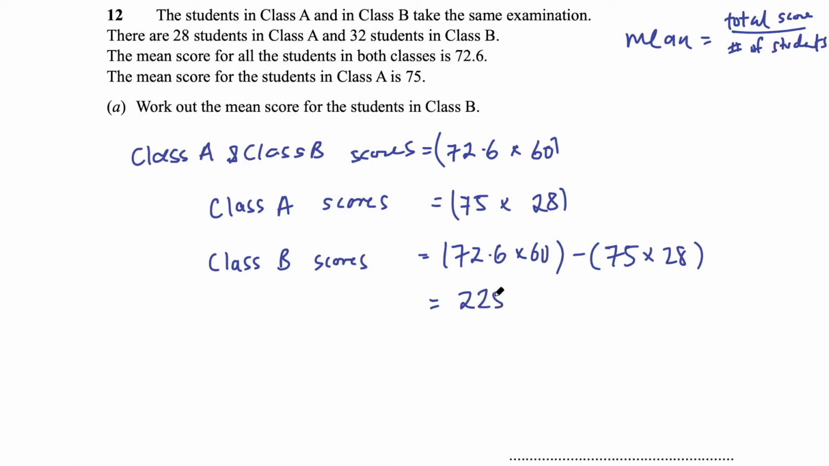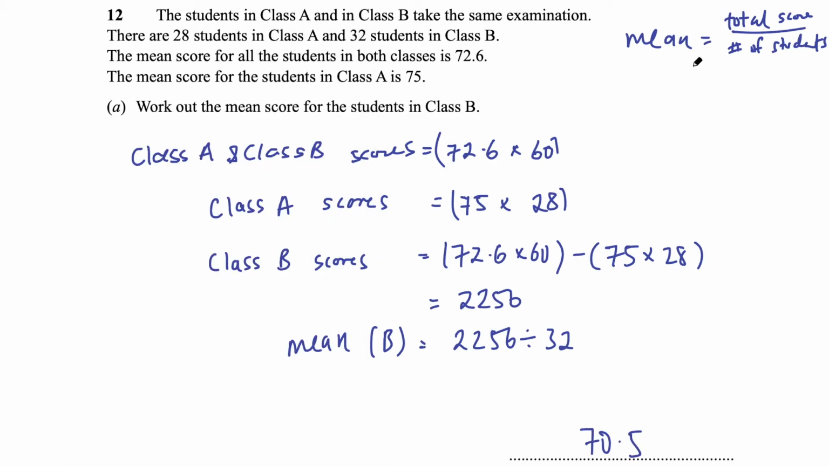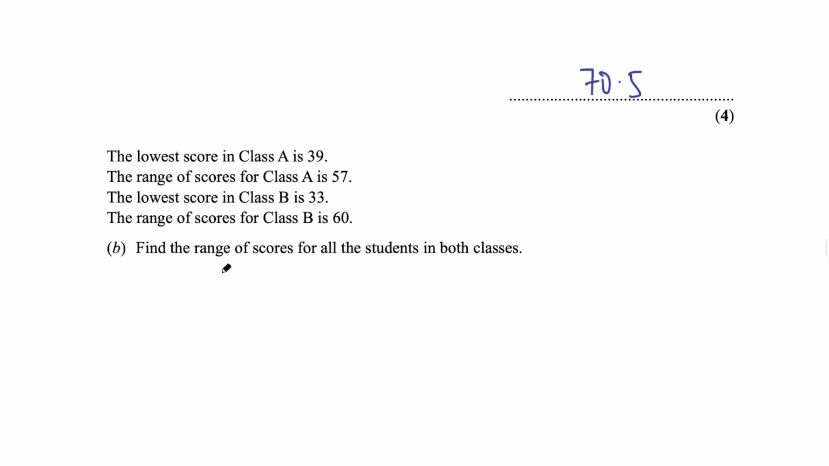2,256. So now I have the total scores for class B. I can divide by the number of students to get the mean score. So the mean for B is going to be the total divided by 32. And put that into a calculator, divide by 32, and we get 70.5. So essentially you need to know how to calculate the mean, and you need to know how to manipulate that formula to get the total scores and then kind of work backwards to get the mean. Okay, that was question part A for 4 marks.